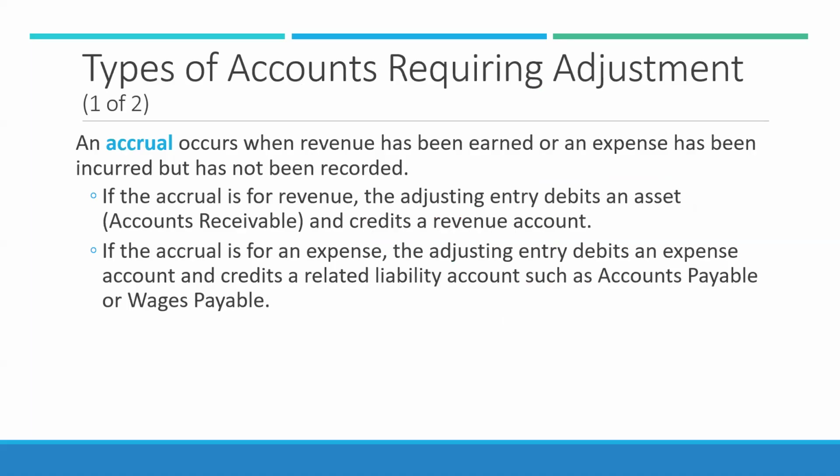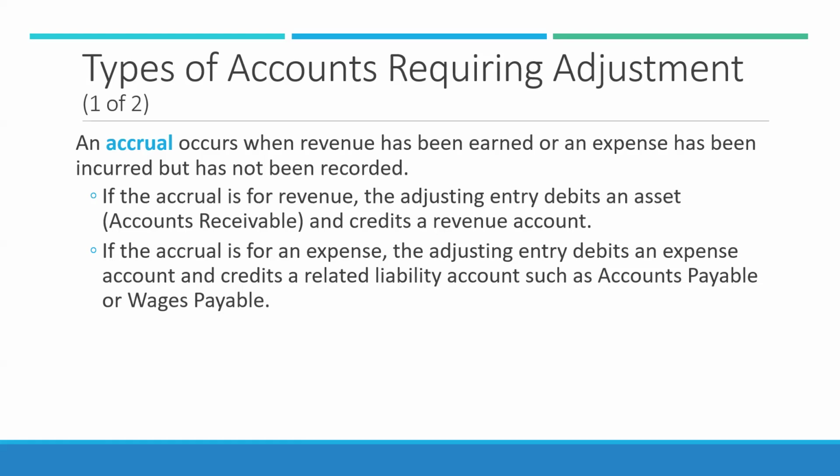An accrual occurs when revenues have been earned or an expense has been incurred, but we haven't recorded it yet. If the accrual is for revenue, the adjusting entry debits an asset, accounts receivable, and credits a revenue account. That makes sense, doesn't it? So an accrual means we need to report this revenue. So we're going to debit our receivable because we haven't gotten the cash, and we credit our revenue.